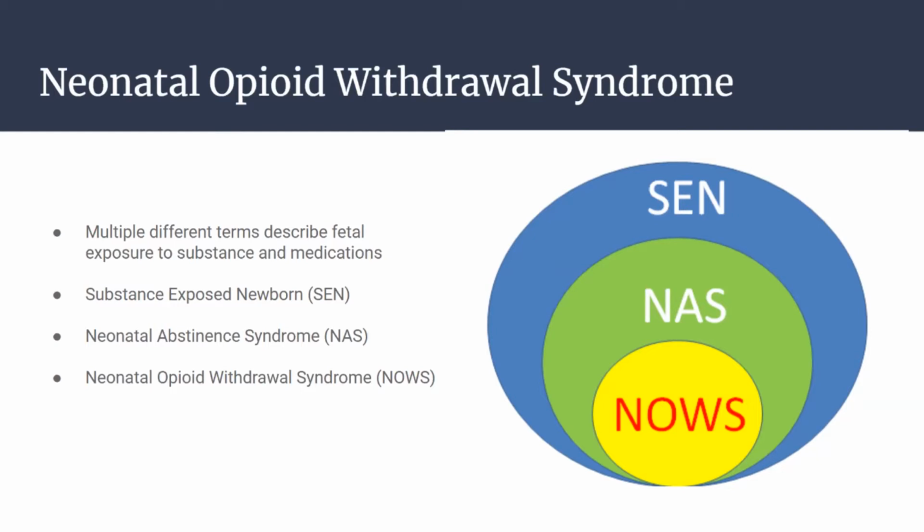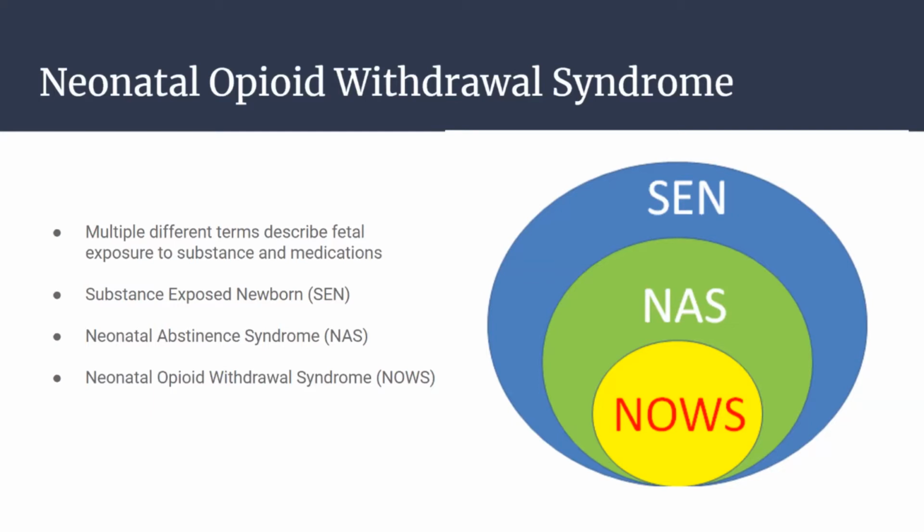And it's important for the family to know that as well, because in today's information age, a family going on the internet and looking up NAS might get brought to a page about someone's story with in utero cocaine exposure, or in utero methamphetamine exposure. And those stories and those outcomes are going to be very different than opioid exposure.